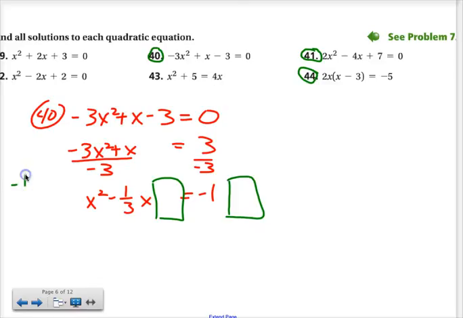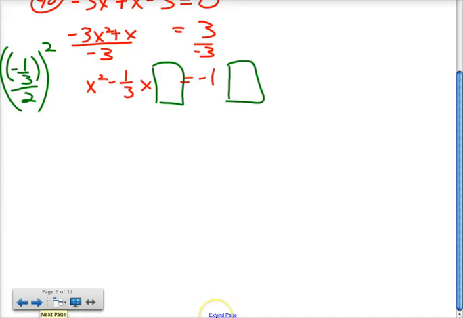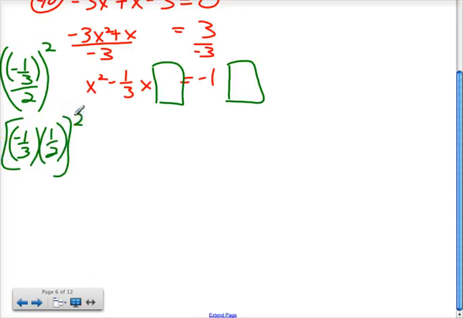And my b value is negative 1/3. So the formula is b divided by 2 squared. But we don't divide fractions. We multiply by the reciprocal, so it will be negative 1/3 times 1/2, and that quantity squared. Well, you do top times top and bottom times bottom with fractions, so we'll have a negative 1/6 squared, which is 1/36. Why I wrote 1/13 down there.